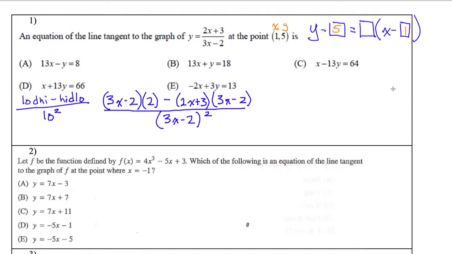All right, and then immediately plug in as soon as possible. We know that x is 1 in this case. So 3 times 1 is 3, minus 2 is 1, so it's going to be 1 times 2 minus, and then 2 times 1 is 2, plus 3 is 5, times 3 times 1 is 3, minus 2 is 1. All of this divided by 3 times 1 is 3, minus 2 is 1, 1 quantity squared, and that is equal to 2 minus 5, so that's negative 3.